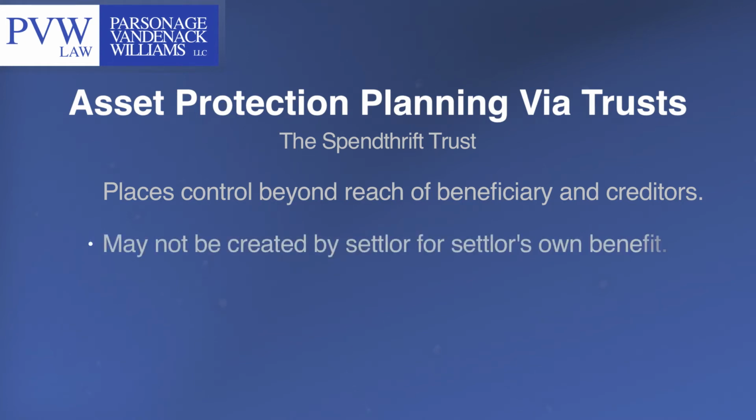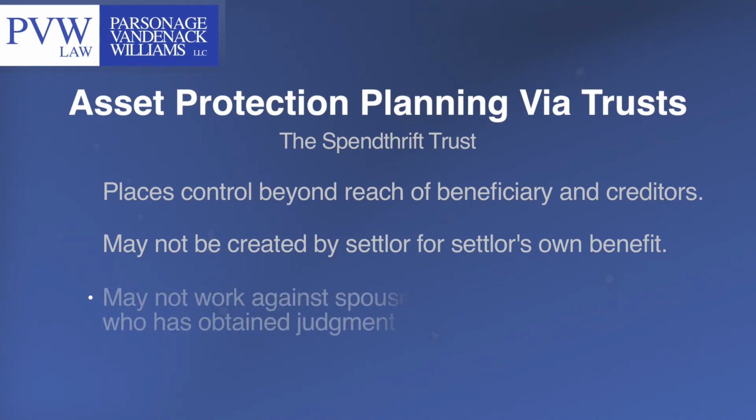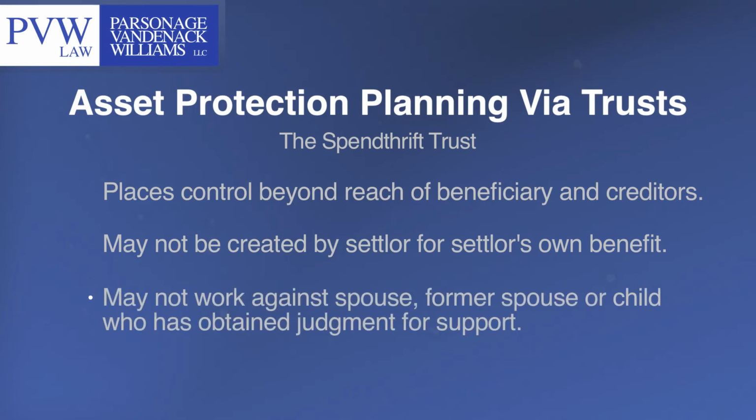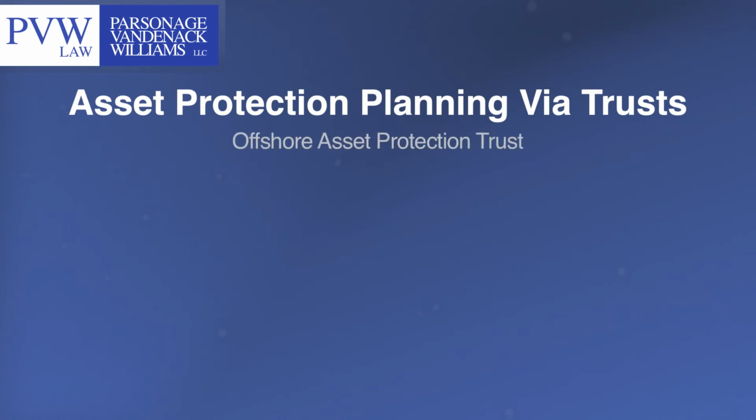Spendthrifts may not be created by a settlor for the settlor's own benefit. A Spendthrift Trust may not work against a beneficiary's spouse, former spouse, or child who has obtained a judgment for support or maintenance. Another type of trust is the Offshore Asset Protection Trust.